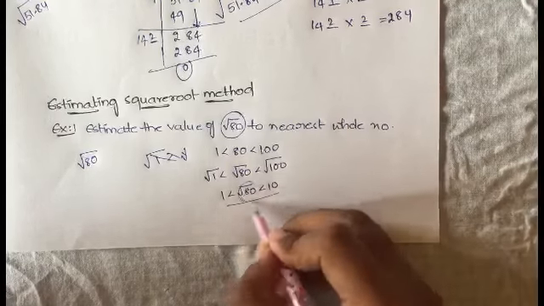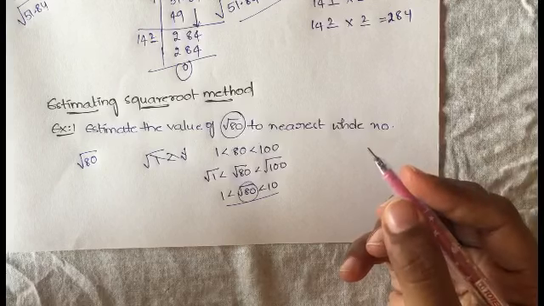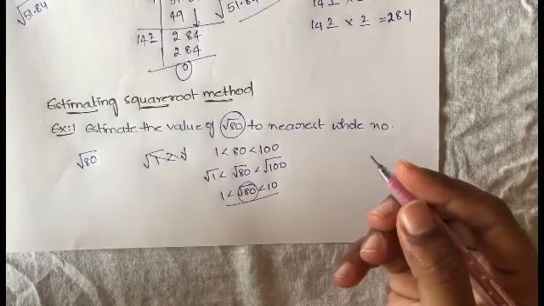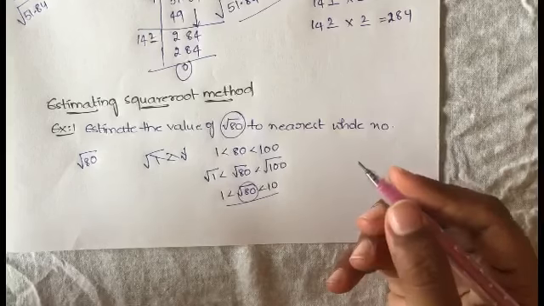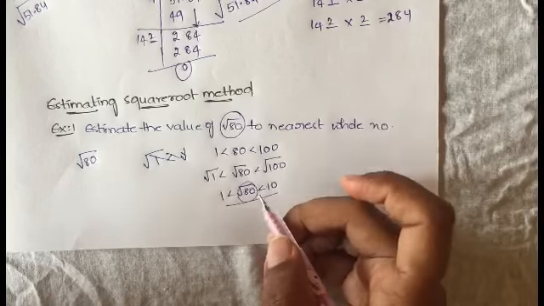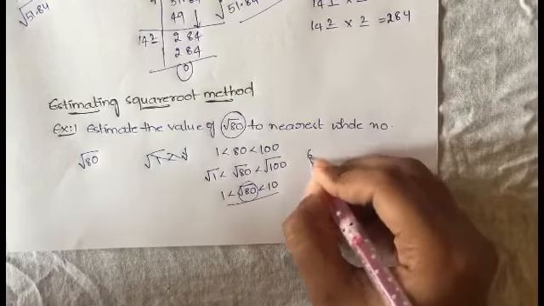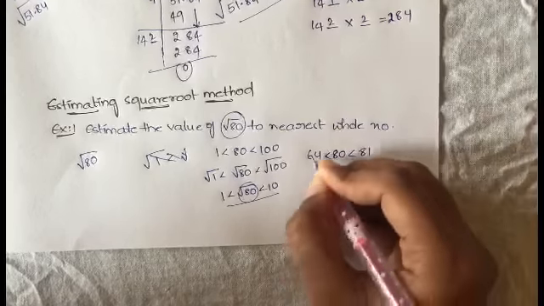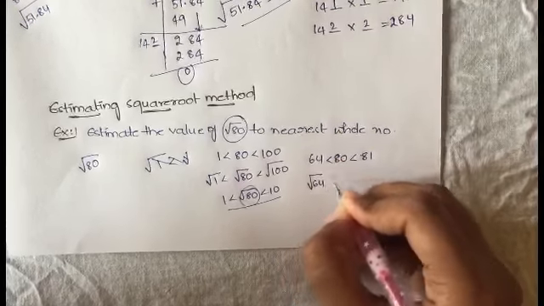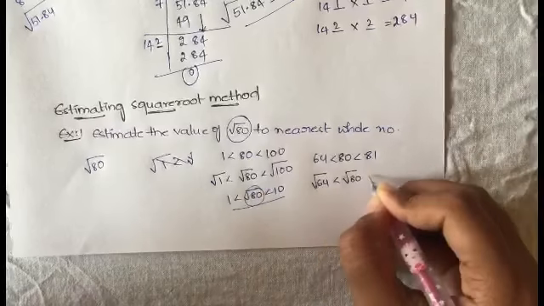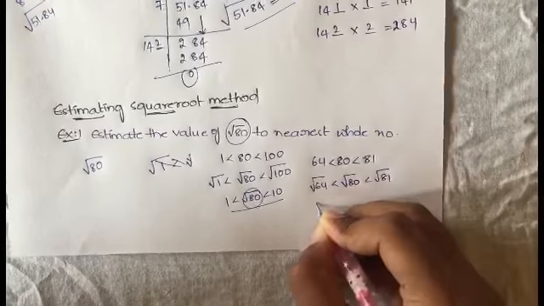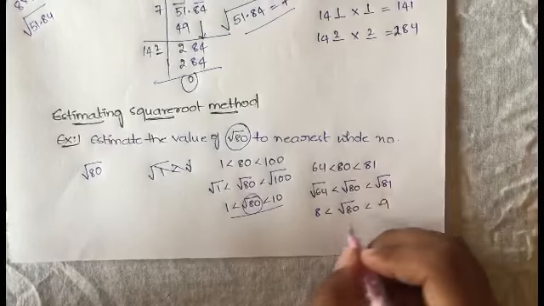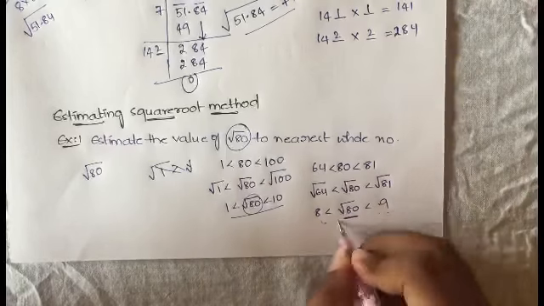Then what are the nearest perfect squares to 80? 81, which is 9 square, right? And another one you have is 64. 8 square is 64. So 80 is lying between 64 and 81. So 64 is less than 80 is less than 81. When you apply square roots, root 64 is less than root 80 is less than root 81. So 8 is less than root 80 is less than 9. So root 80 is lying between 8 and 9.